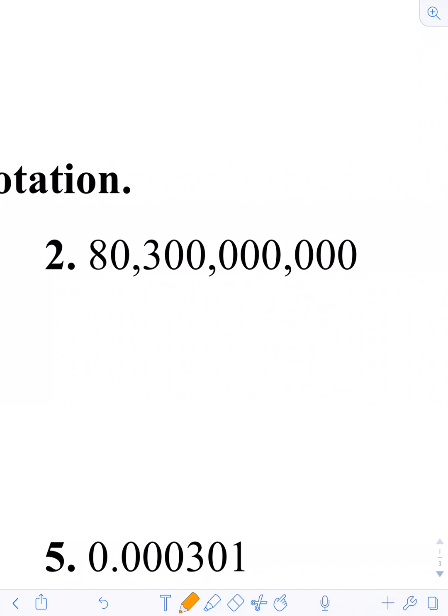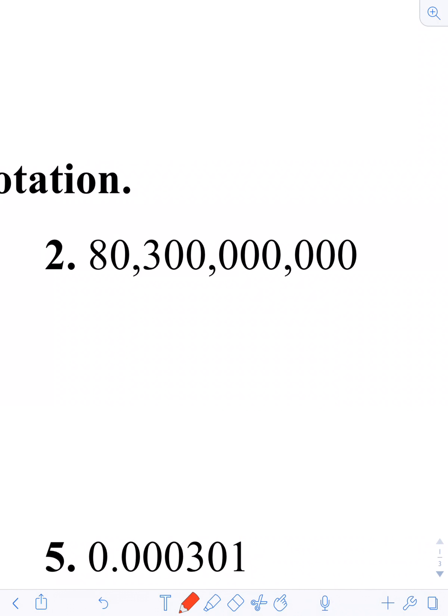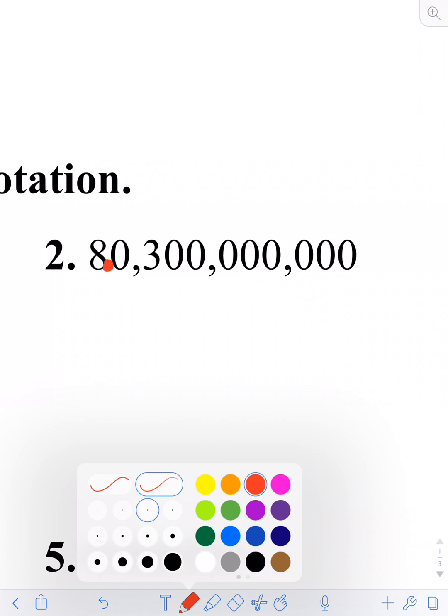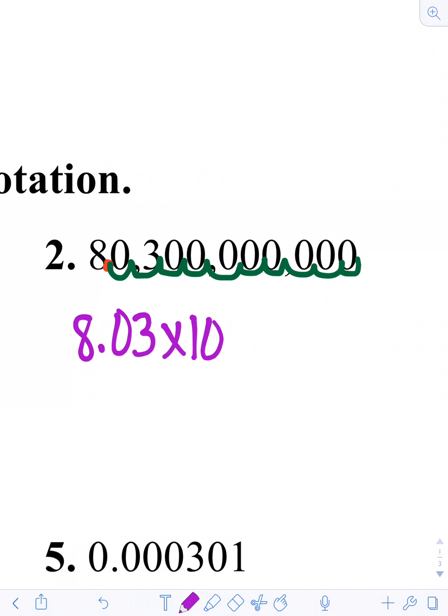All right, so let's look at number 2. I'm going to put my decimal right after that first number, so my decimal will go right here. Then I'm going to move this over 1, 2, 3, 4, 5, 6, 7, 8, 9, 10. So my answer here is 8.03 times 10 to the 10th power.